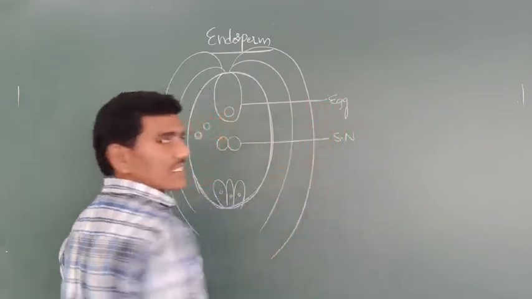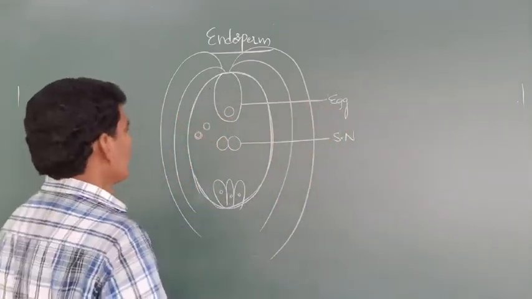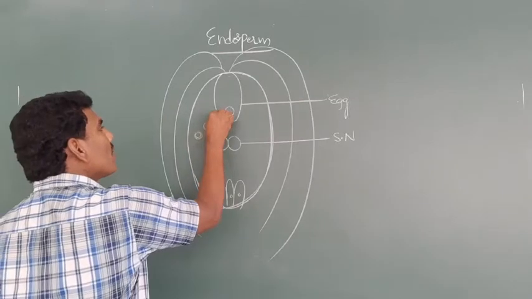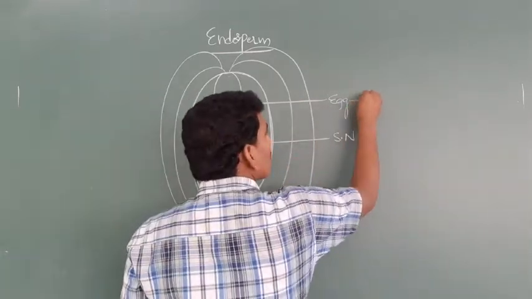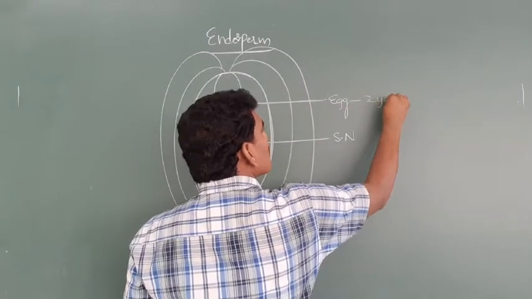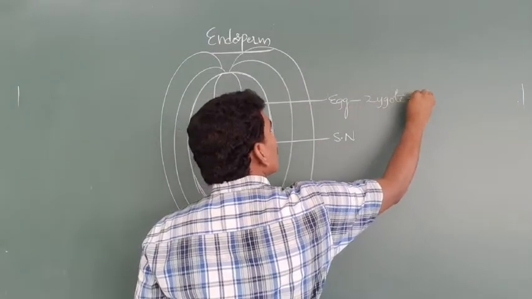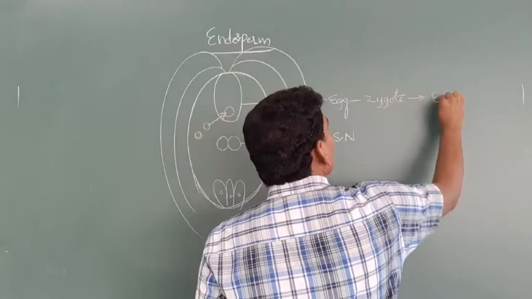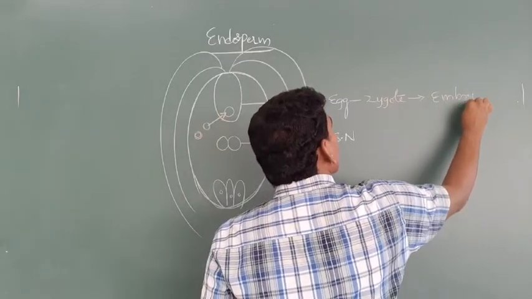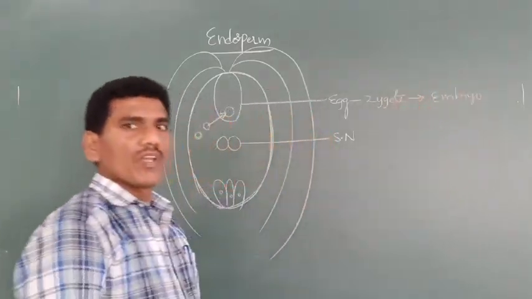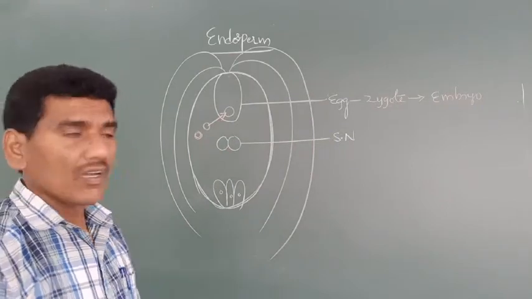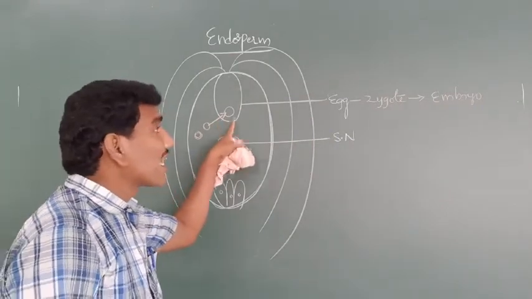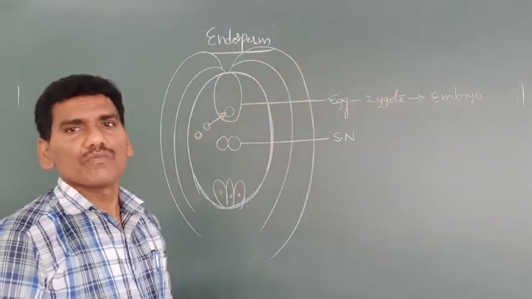Here, the first male gamete fuses with the egg to form the zygote. The zygote is converted into the embryo. The embryo is a post-fertilized product. After fertilization, the egg is converted into the embryo.